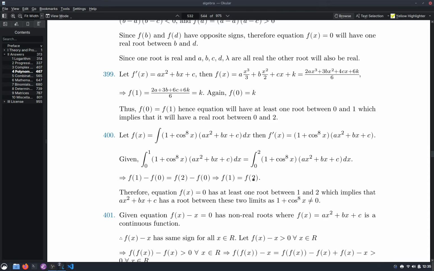f of 1 and f of 2 are equal, which implies that x square plus bx plus c has a root between these two limits, that is 1 and 2, because 1 plus cos to the power 8x is not equal to 0. Okay, so between these two limits it will not be equal to 0, or for any value of x it will not be equal to 0, because cos x value lies between minus 1 and 1. So if you raise the values to the power 8 it will be always positive, and therefore 1 plus something positive that is between 0 and 1 will not be equal to 0.